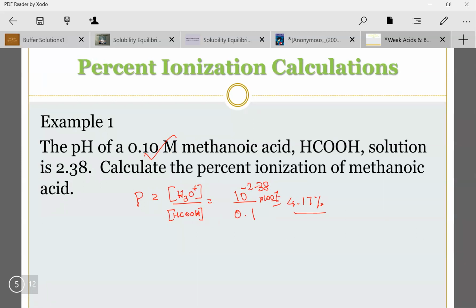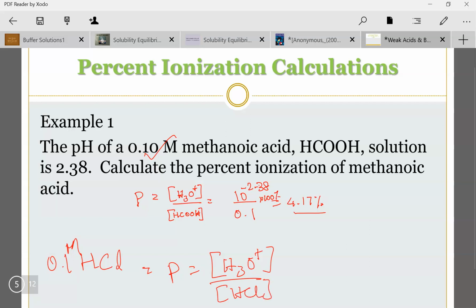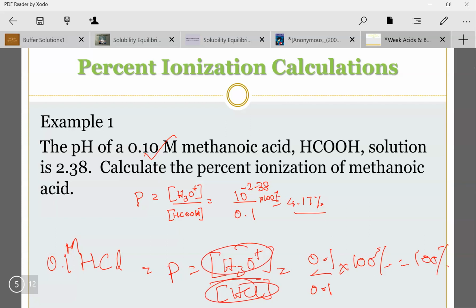It also helps to contrast this when I say strong acids have 100% ionization. If I take a strong acid, HCl, 0.1 molar, and I try to calculate percent ionization, my H3O plus divided by HCl is 0.1 divided by 0.1 times 100%, which is 100%. So that says that my H3O plus equals my concentration of HCl. That's what we've been doing all this time. Strong acids have 100 or close to 100% ionization, 99.999.